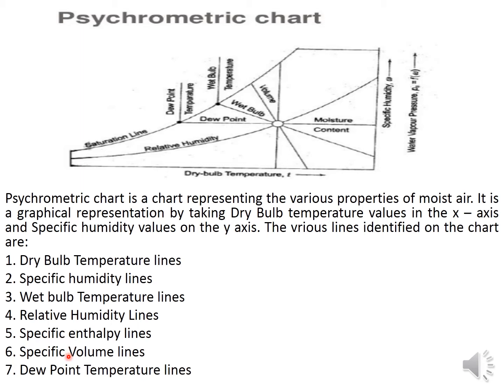Specific volume lines. Specific volume lines are here. And dew point temperatures. So dew point temperatures are shown here. So dew point temperature, here it is wet bulb temperature, here also it is wet bulb, like this. So one by one we will see in detail in the upcoming slides.